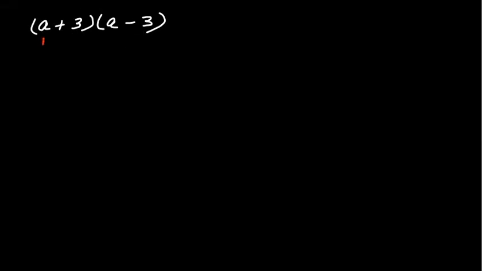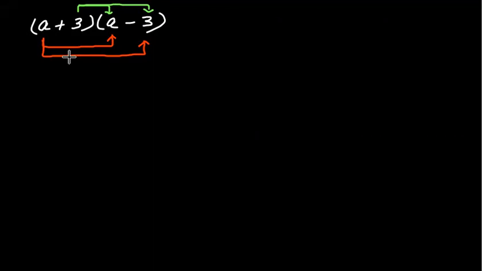And so to be careful, what we do is we say the first times the first, and then the first times the second, and then the second times the first, and then the second times the second. That's one way to make sure that we get it right, okay? So that's how we multiply.